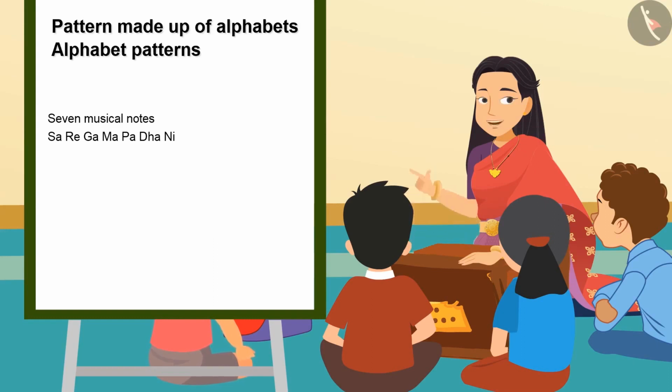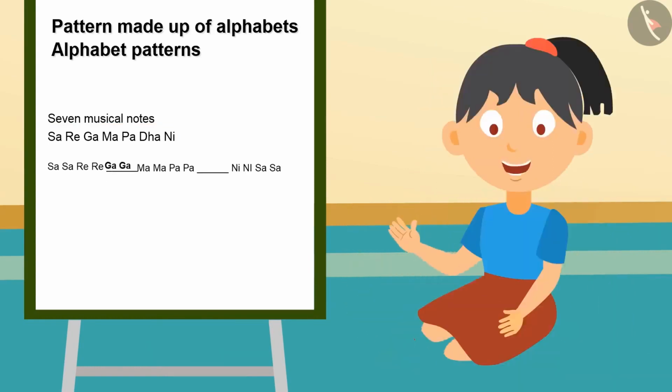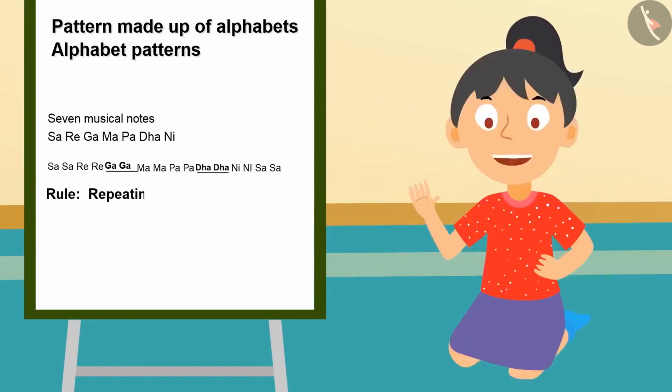These are the seven musical notes. Let's make some patterns using this. Can you fill in the blanks? After re re will come ga ga. After pa pa will come dha dha. Oh wow, you have done it so quickly. Is there any rule in this pattern? Yes, we are repeating each note twice.